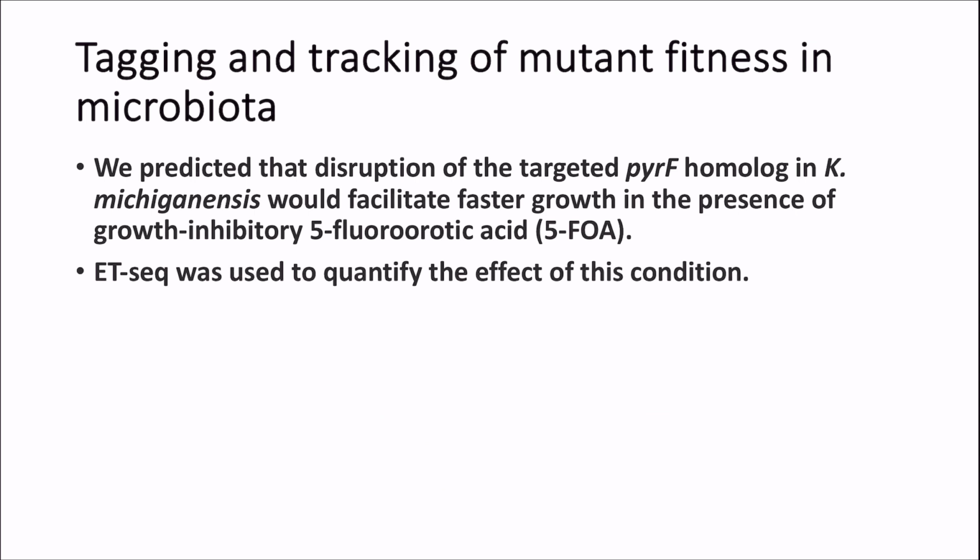The research team predict that disruption of PYRF in K-strain would facilitate fast growth in the presence of growth inhibitory 5-FOA. It means that if the bacteria grow without PYRF, they can survive in 5-FOA. The edited community was grown in the presence of 5-FOA, and ET-seq was used to quantify the effect of this condition on the fitness of the PYRF mutant in the community.